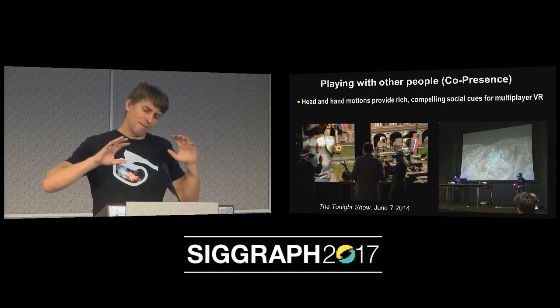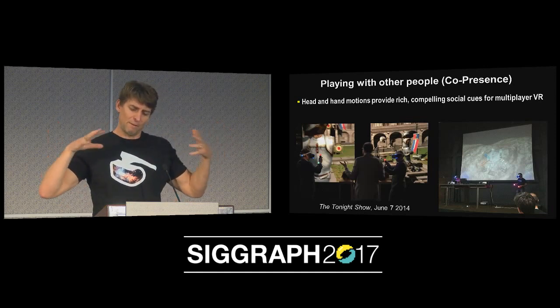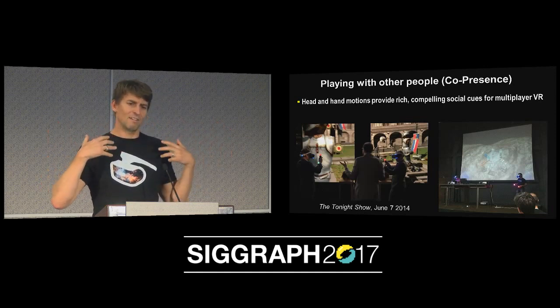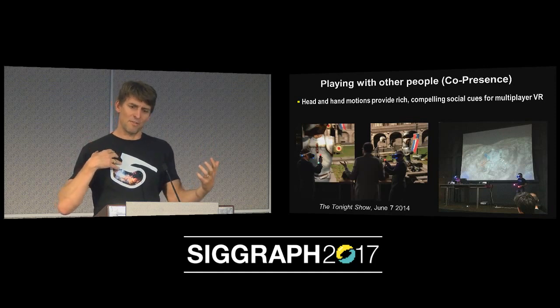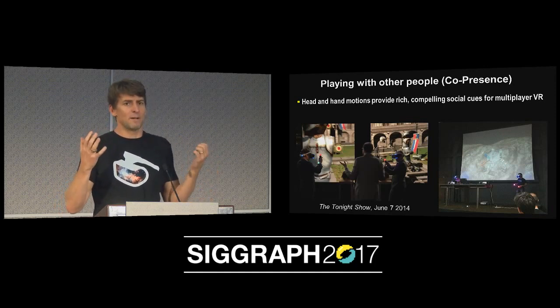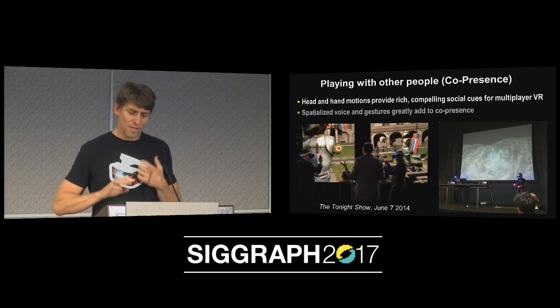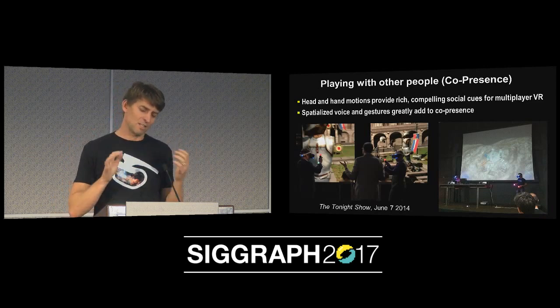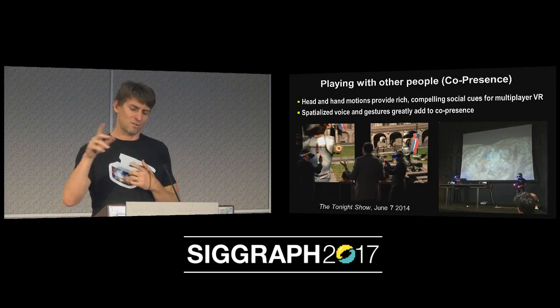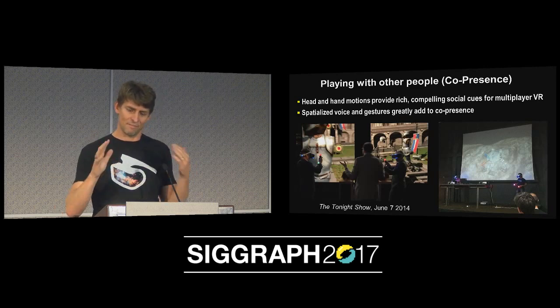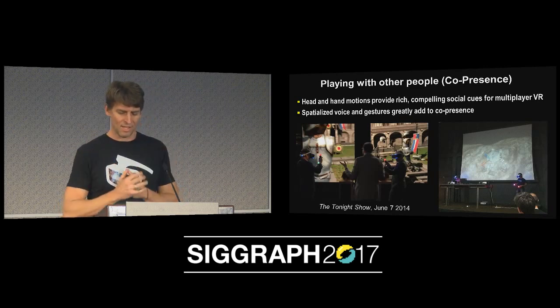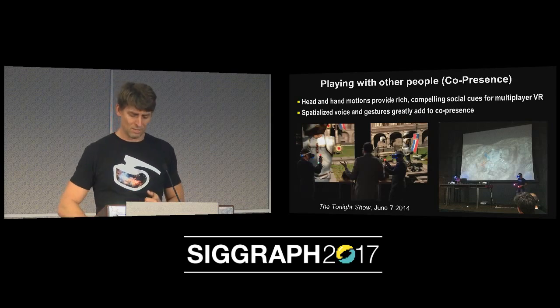First of all, the hands and the head provide a very rich feeling. When people are there, you can really get a strong impression that there's another human on the other end of it. The Toy Box experience from Oculus is one of the classic ones that helped with this. Another thing we learned really early on is that having spatialized voice and some extra gestures really adds to this kind of co-presence. Same thing that I think a lot of people experienced when they tried the Toy Box from Oculus.